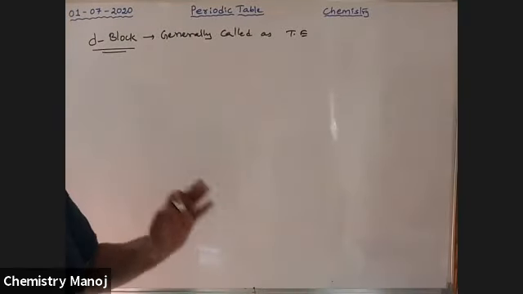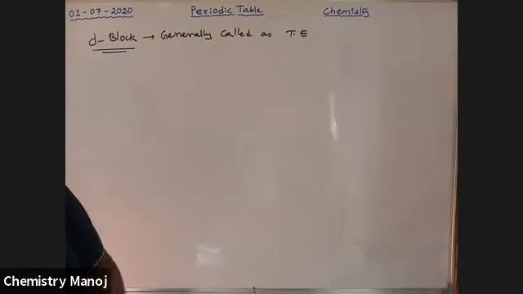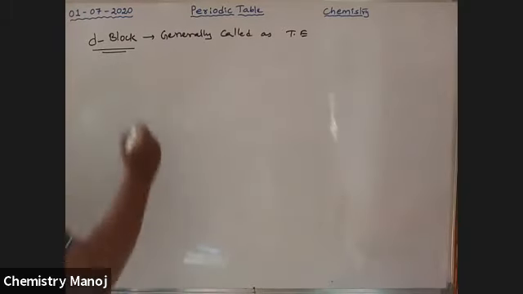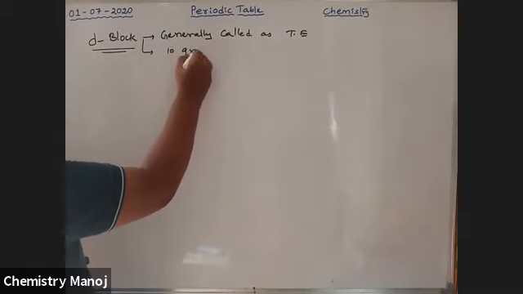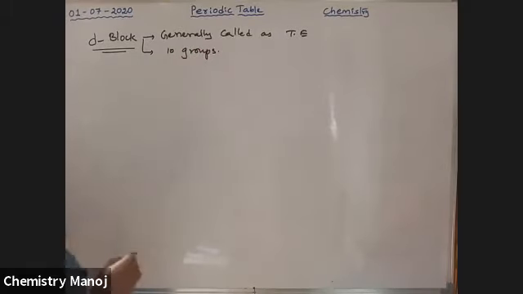The properties are in between S block and P block. That means the transitional properties. Transition means in between. Transitional properties exist, that's why these elements are called transitional elements. Next, here a total of 10 groups are present. What are those 10 groups?